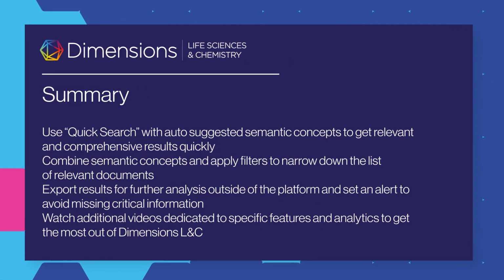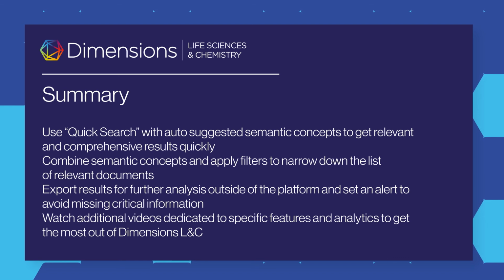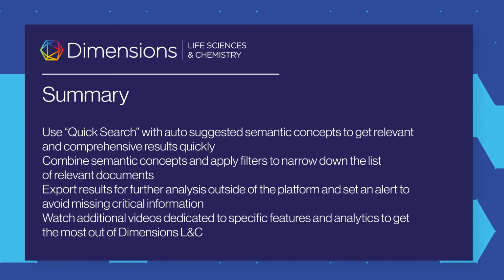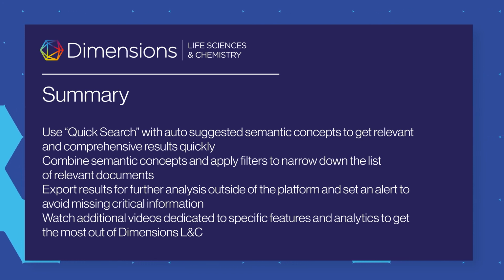We have just seen how to use Quick Search with auto-suggested semantic concepts to quickly get relevant and comprehensive results. We have also learned how to combine multiple concepts for the search and apply diverse filters to narrow down the list of documents to the most relevant ones. Finally, we have seen that a document list can be exported in several ways outside of the platform for further analysis, and that you can receive notifications for when new relevant documents appear in Dimensions L&C. To get the most out of the platform, please watch additional videos dedicated to specific features and analytics.